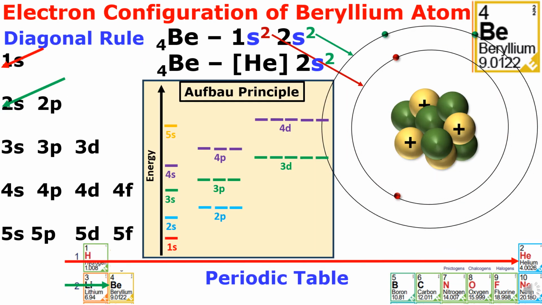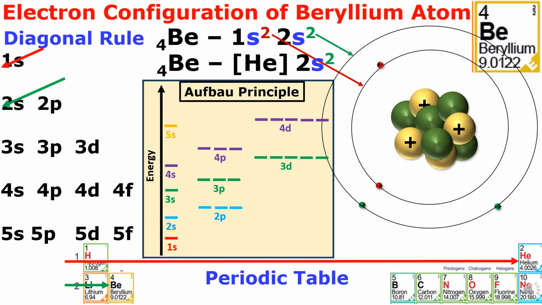When we write the electron configurations, we can use either the diagonal rule or the periodic table. When we use the diagonal rule, we write atomic orbitals of electrons in main energy levels as 1s in the first row, 2s, 2p in the second row, 3s, 3p, 3d in the third row, 4s, 4p, 4d, 4f in the fourth row and so on.